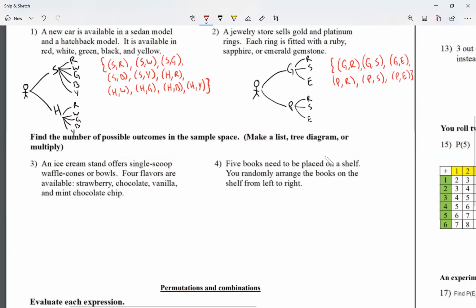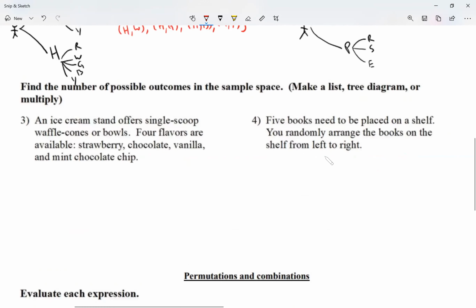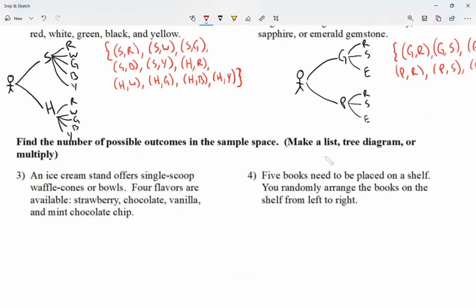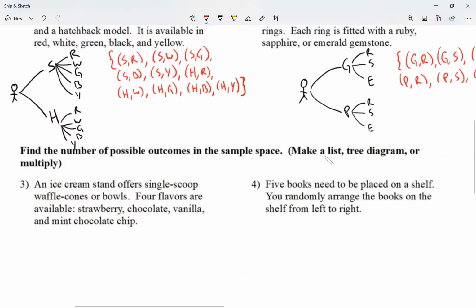Now, for questions 3 and 4, I'm just interested in how many choices you have. For questions 1 and 2, I wanted to see all the choices. But for questions 3 and 4, I just want to know how many you have. You can make a list, you can make a tree diagram, you can multiply. There are many rules. So let's take a look.